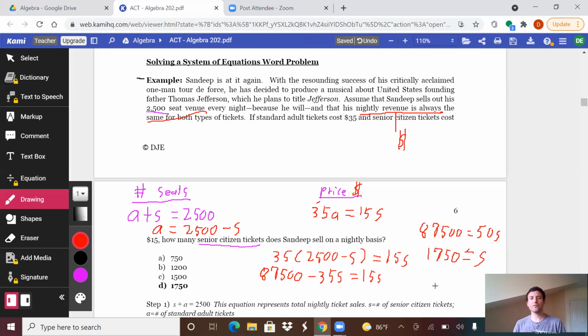So that is the number of standard tickets. And if you weren't sure if that was the right number, you could plug it back into the equation. If you know this is 1,750, then you know that the adult tickets would have to be 750 to equal 2,500, and then you could plug those two numbers in and see if that balances out.